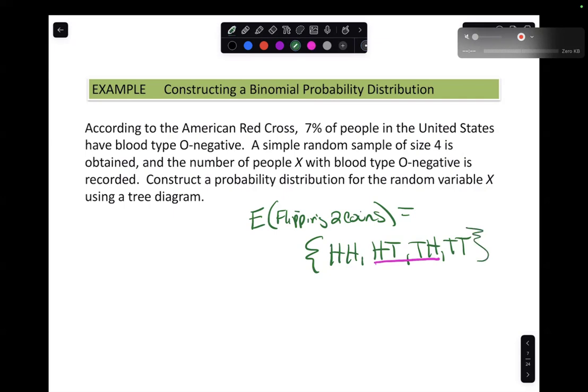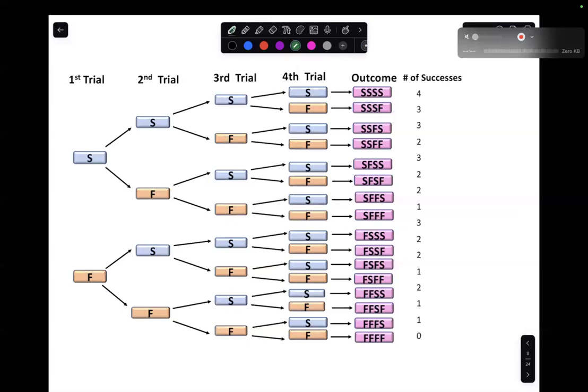So think about if I'm looking at more things. I'm looking at a sample size of 4 Americans and whether or not they have type O blood. Let's take a look at the different outcomes that you can have, and it gets crazy big. I'm going to create a tree diagram, and you're going to see that this gets really big really quickly. So take a look here.